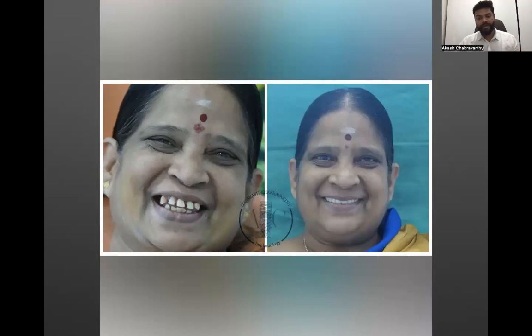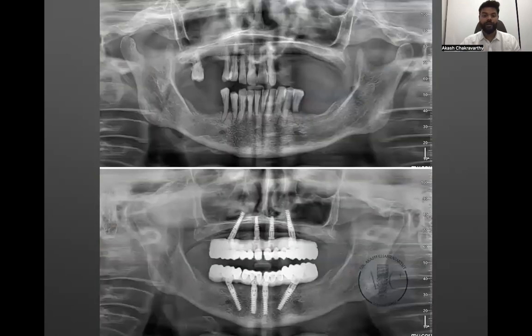So that's how the patient had come before, and this is how she looks now. Another case: her name is Razia, and her daughter had come, saying, my mother needs to be fixed. Her smile needs to be fixed.